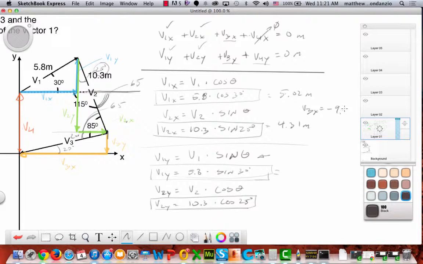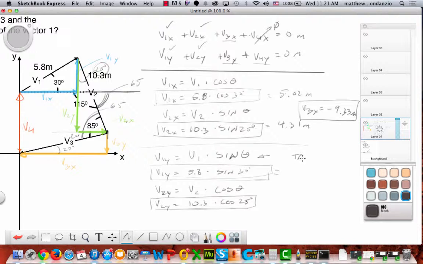I'm just trying to figure out what V3x is at the moment. Does that make sense? Okay. And so now I can say, well, V3x. If I have V3x and I'm looking for V3y, how do I do that? What trigonometric function am I going to use?